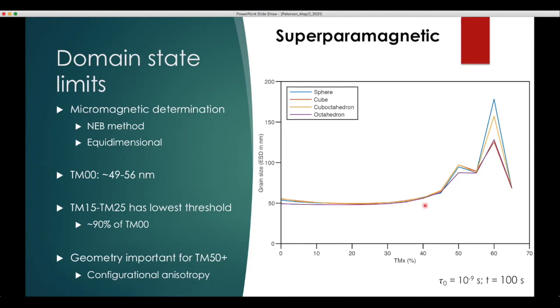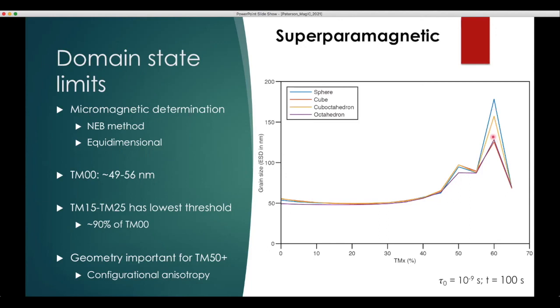But as we get to higher TM compositions, and in particular above about TM50 or so, what we see is that the SP threshold starts to increase quite significantly. And we start to get a divergence between the different geometries. So if we look at TM60, for example, a sphere will give us an SP threshold of about 175 nanometers, but a cube and an octahedron will give us something about 125. So we've got a 50 nanometer difference here.